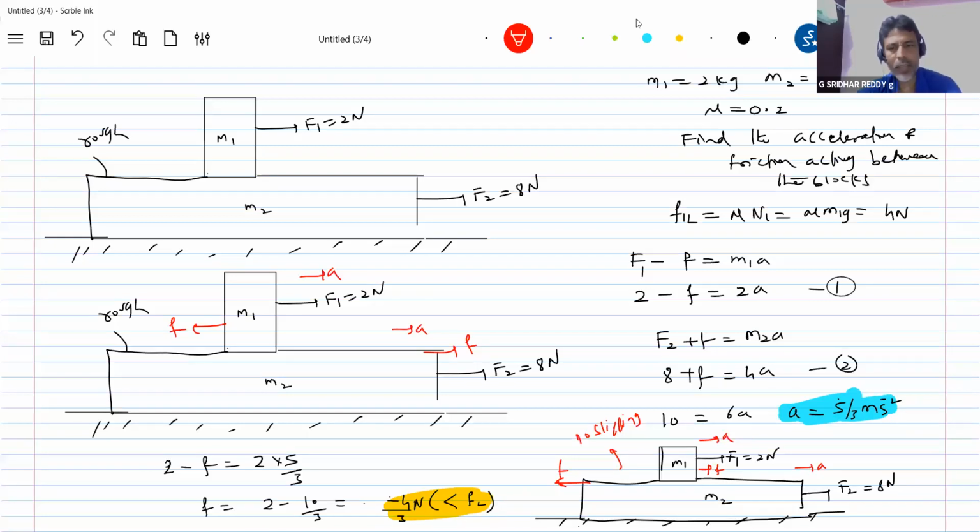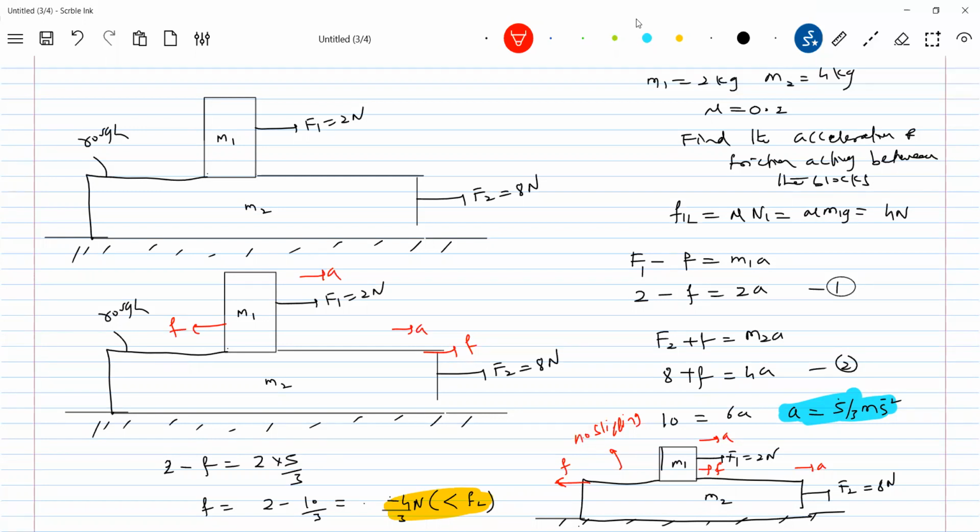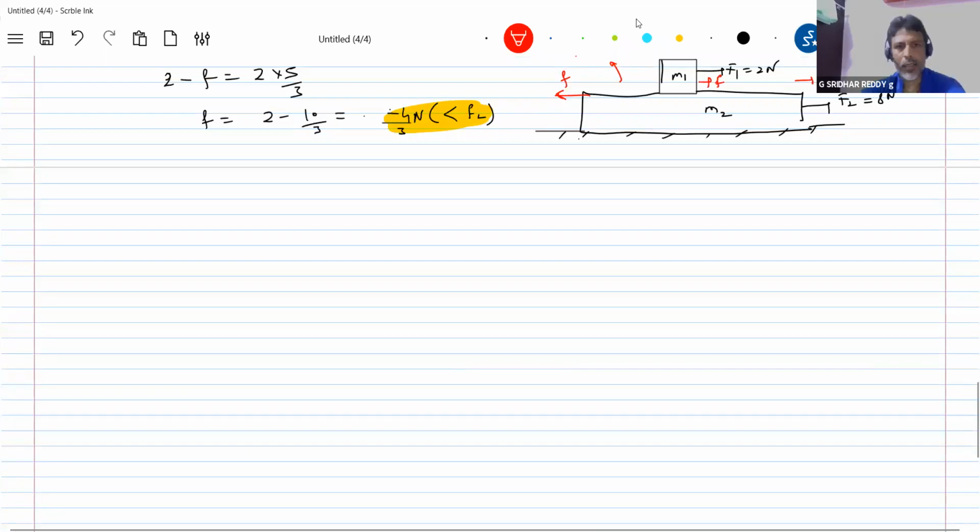Any doubt? Anybody? Shall I go for the next one? Yes, sir. Let me take the same, with some other values of the block. The clarity will come only when you analyze it. Analyze for different cases, different values of force you applied.